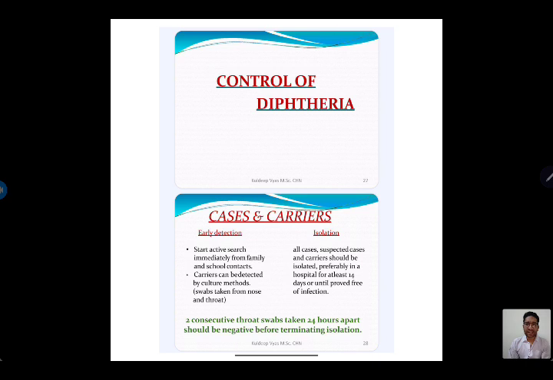Control of diphtheria, cases and carriers. Early detection: start active search, and enter immediately from the family and the school contacts. Carriers can be detected by the culture method, with swabs taken from the nose and the throat. Isolation: all cases, suspected cases and carriers should be isolated, preferably in a hospital, for at least 14 days or until proven free of infection. Two consecutive throat swabs taken 24 hours apart should be negative before terminating isolation.